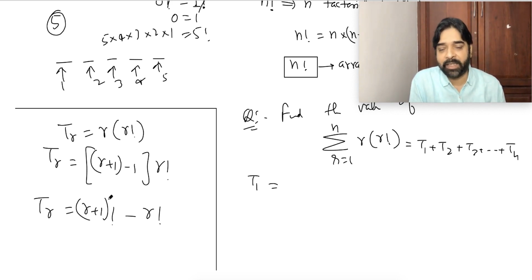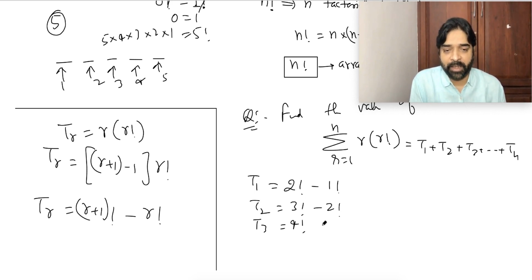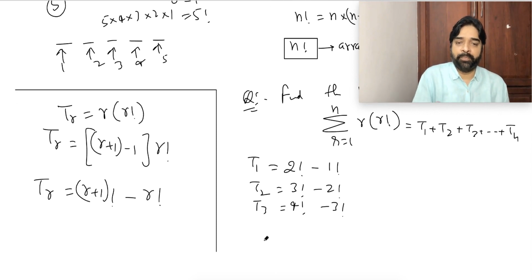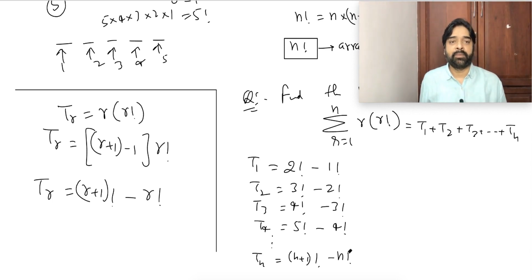But I can write this way also. I can say 2 factorial minus 1 factorial. T2 is 3 factorial minus 2 factorial. T3 is 4 factorial minus 3 factorial. I hope all of you are able to understand. Is it clear or not? Same way, T4 will be 5 factorial minus 4 factorial and so on. Tn is n plus 1 factorial minus n factorial.